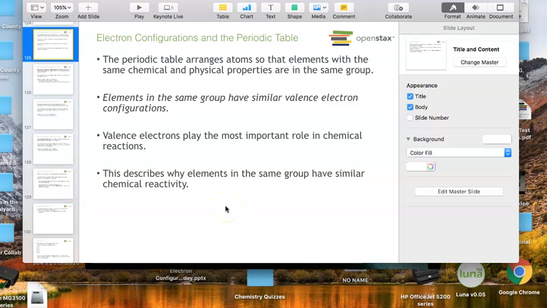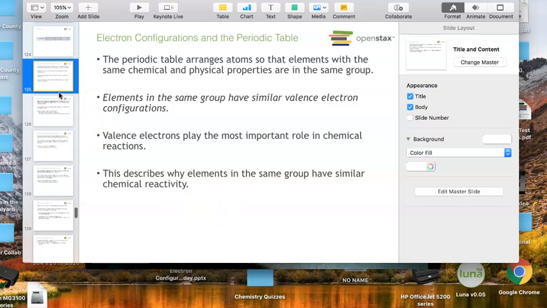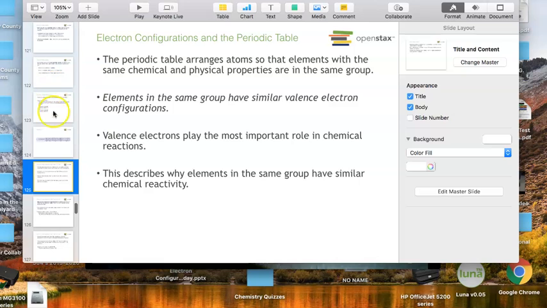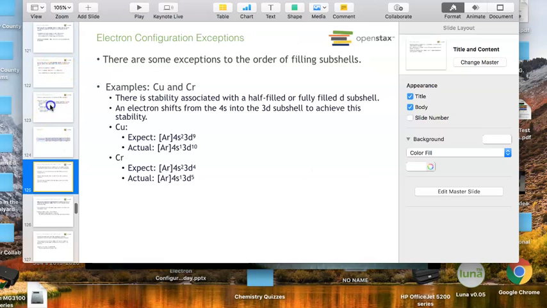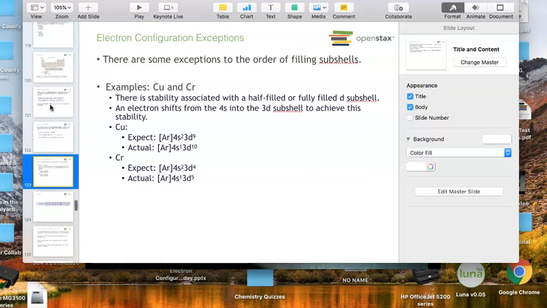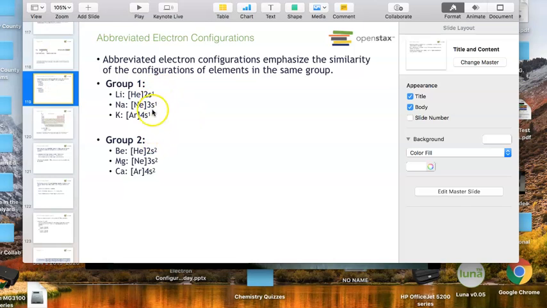The periodic table arranges atoms so that elements with the same chemical and physical properties are in the same group. Elements in the same group have similar valence electron configurations. Let me go back here, where they were trying to show us that trend. You see how the valence electrons are in the same subshell, and they have the same number of electrons in that same subshell? Notice that.